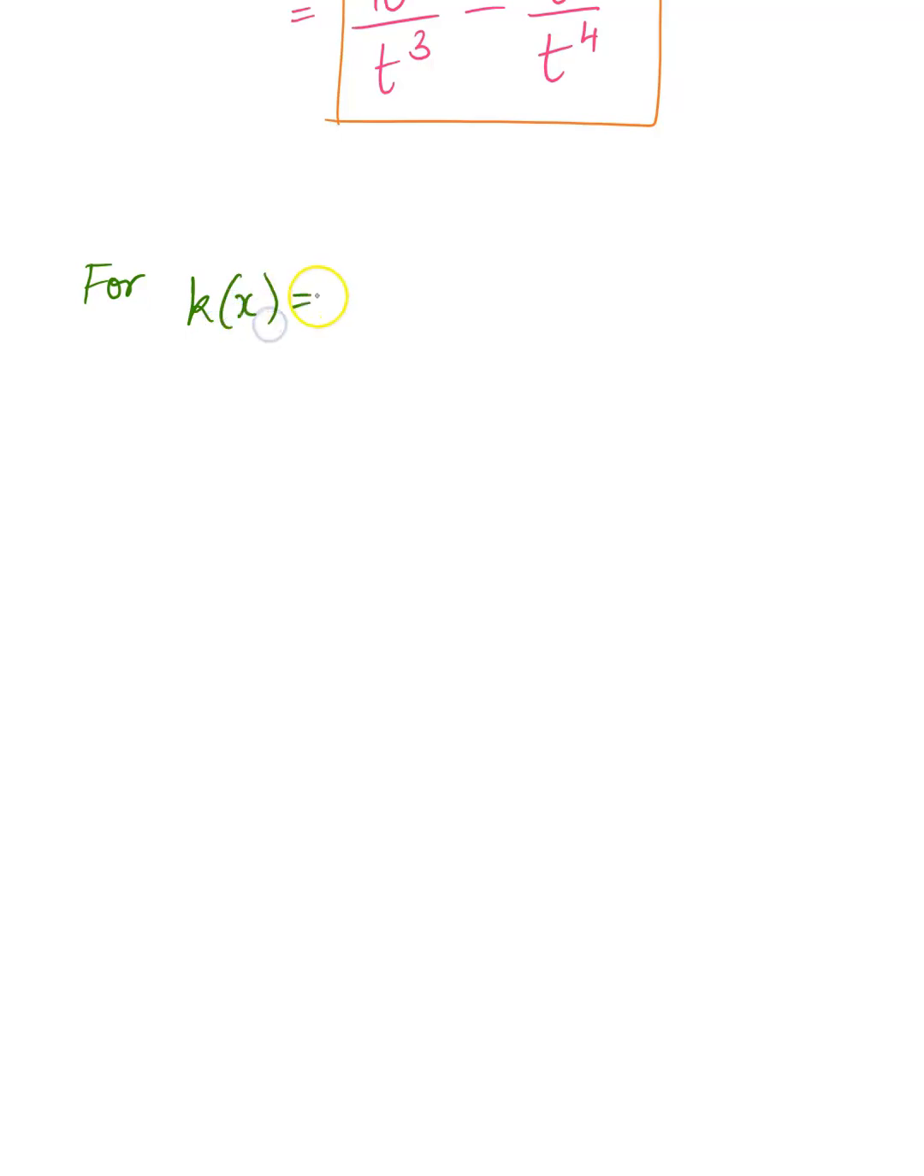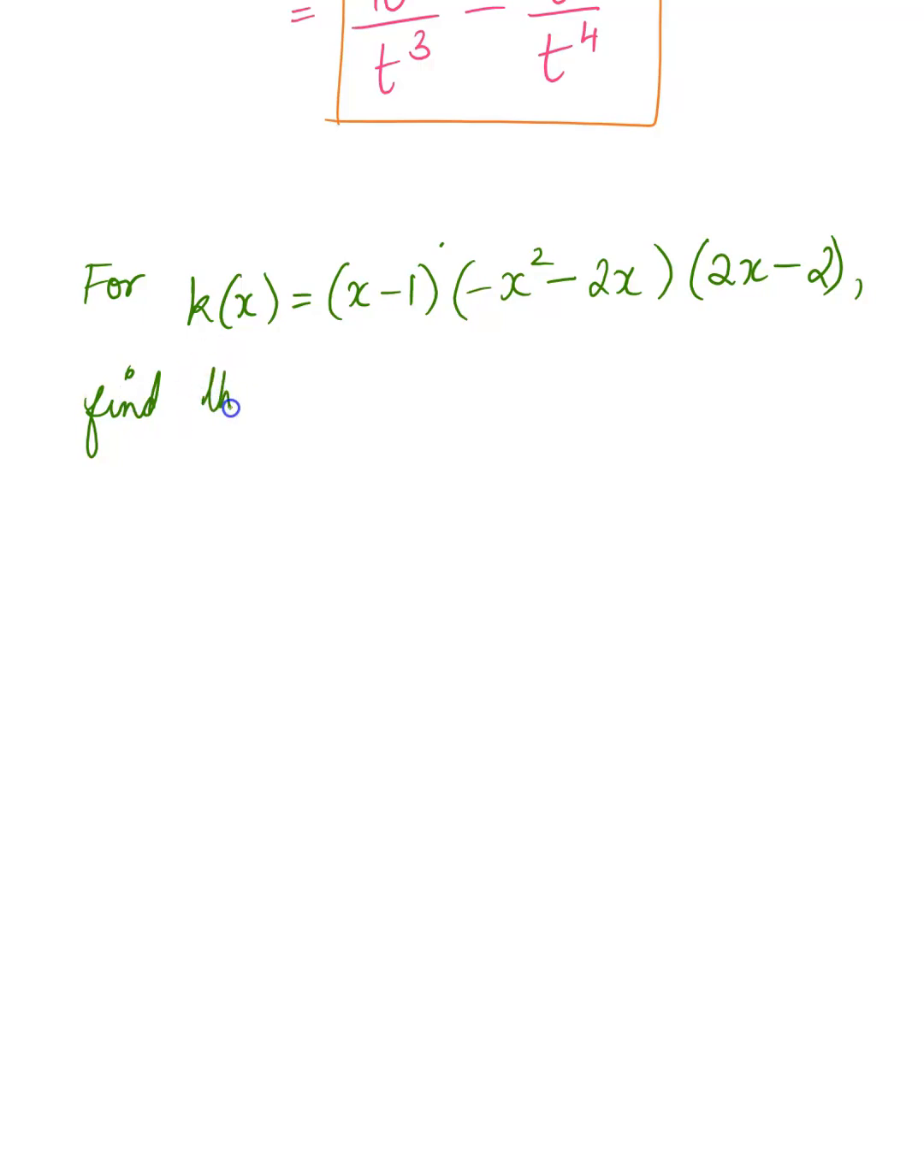For k of x, which is x minus 1, the whole x minus 1 times... Hold on. It says find the derivative of k of x. Okay, how do we do this? I'm going to use the prime notation, okay?